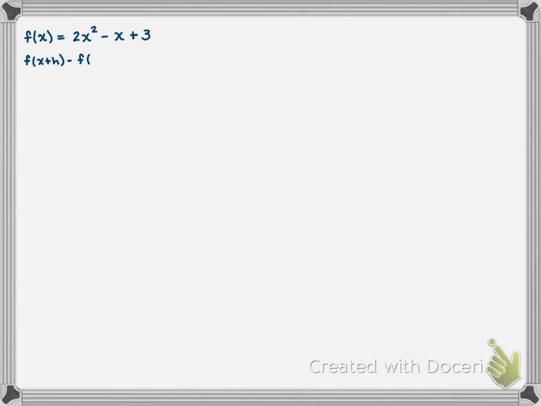Minus f of x all over h. Whoa. So remember, when we have function notation, whatever is in the parentheses is your input. So our function says 2 times your input squared minus your input plus 3. So in this first term, what's in the parentheses is x plus h. So that's my input.